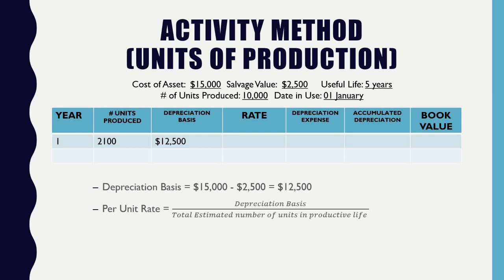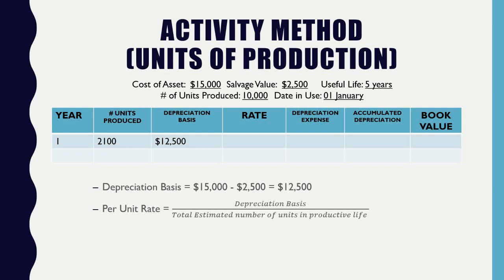All right, so then the next one's going to be the per unit rate. Now, what does the per unit rate determine? It determines how much it's going to cost me per item that I produce. So I'm going to take my depreciation basis, which is the total amount that I can depreciate up to, and divide that whole thing by the number of units that this machine can produce. In this case, my capacity is 10,000 units.